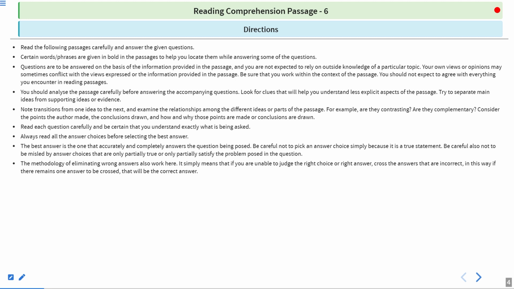The methodology of eliminating wrong answers also works here. It simply means that if you are unable to judge the right choice or right answer, cross the answers that are incorrect. In this way, if there remains one answer that is not crossed, that will be the correct answer. I hope you have understood the directions. Let's begin with questions.